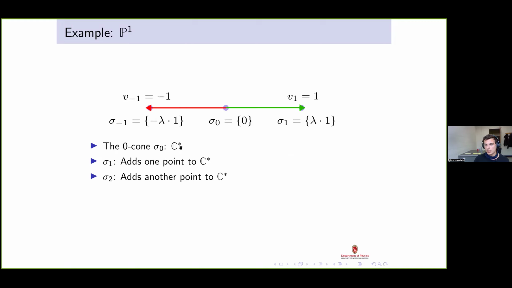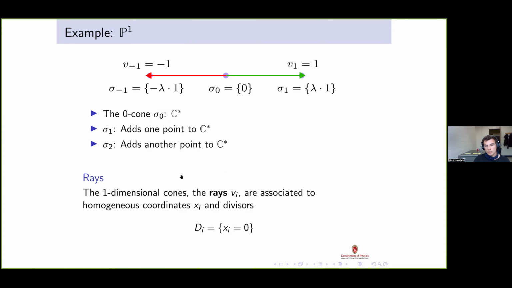And then every cone adds some piece of interesting data to it. One-cones add points at codimension 1, which is just single points because we're in one dimension. So each one-cone here adds one point to C star. And we know if you add one point to C star, you get C. If you add another one, you get the famous compactification to a sphere. And this is P1.